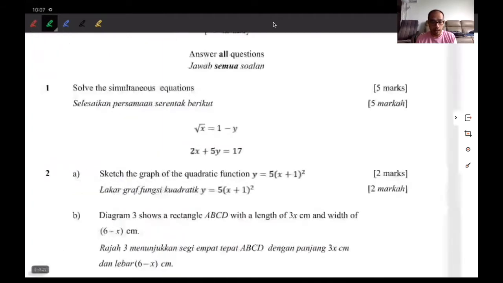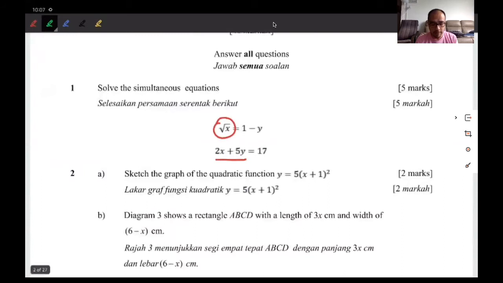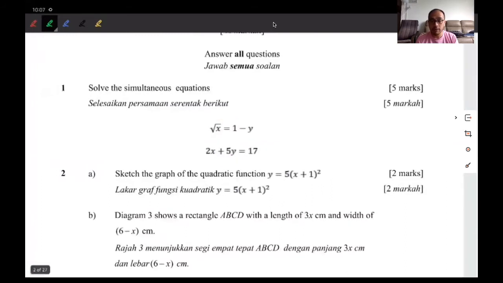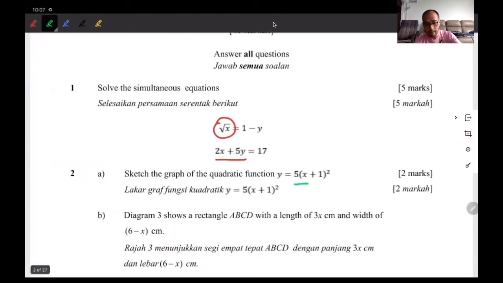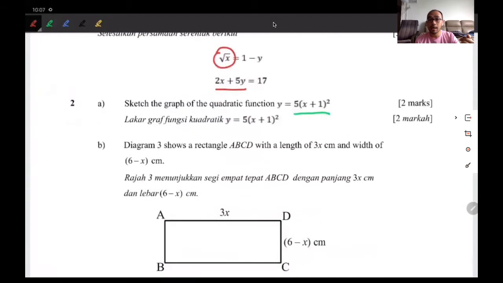All right, question number 2, sketch the graph of the quadratic function y equals to 5 times x plus 1 squared. Now if you see this form, you kind of have to think back about the completed the square form. Completed the square is y equals to a times x plus p squared plus q, where p and q form the coordinates of the maximum or the minimum point lah.